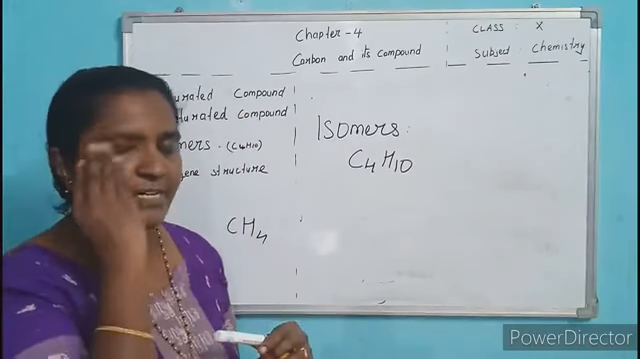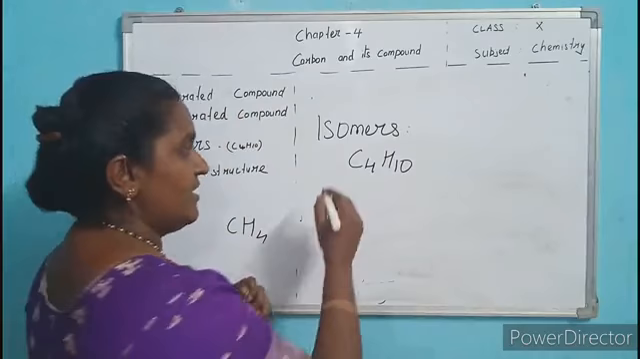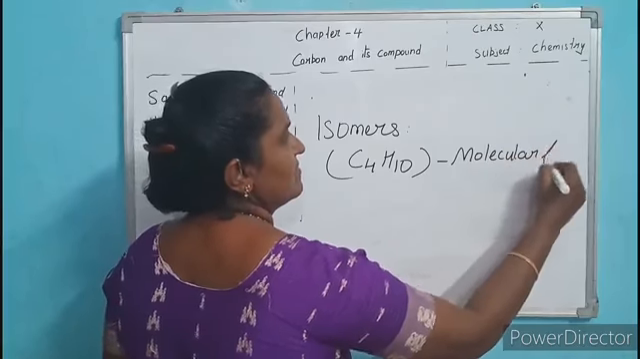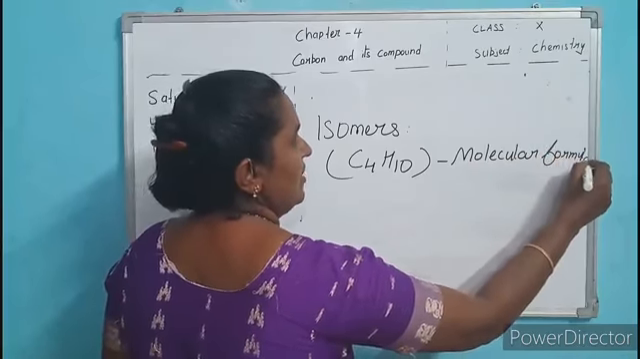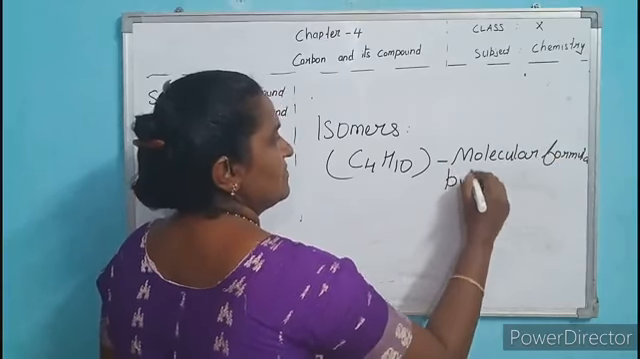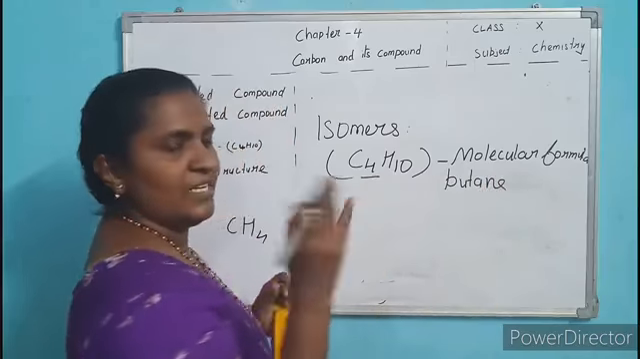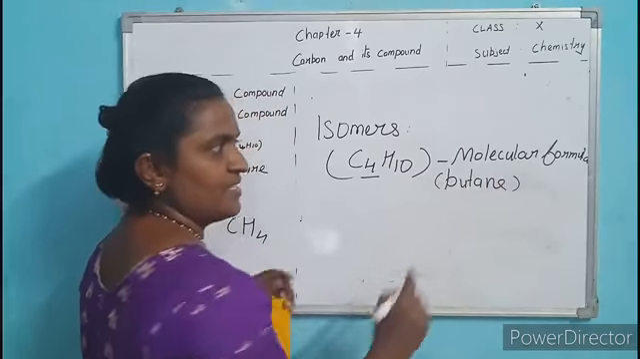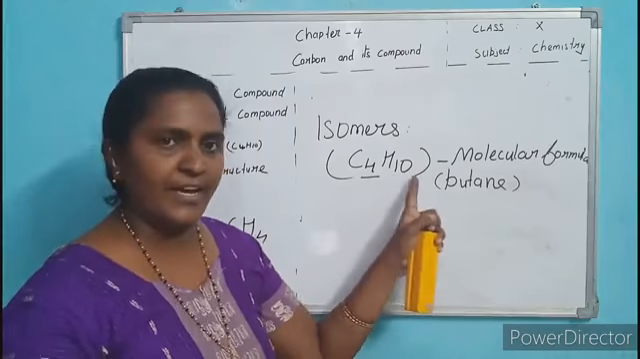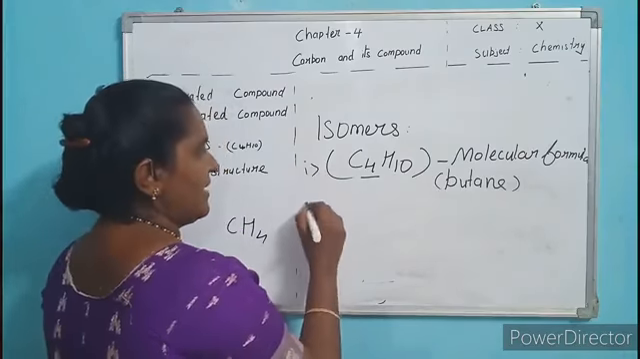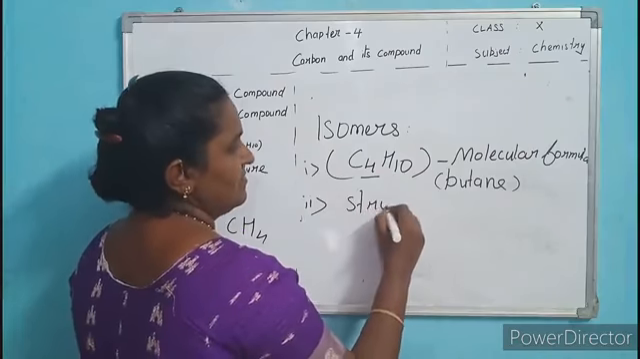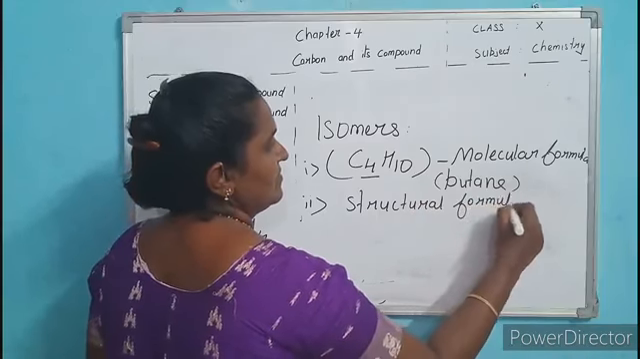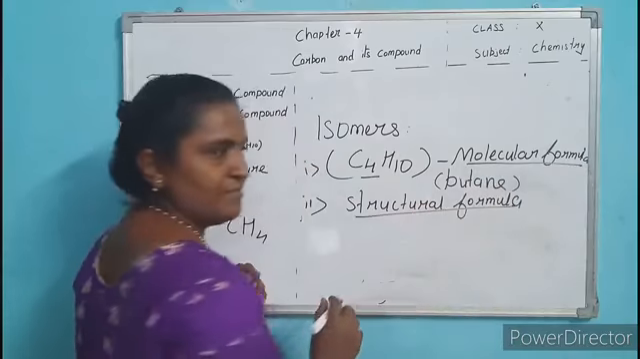Okay, one compound I have taken. Now this is a molecular formula of butane. 4 carbon is meth, eth, prop, but. Single bond, so butane. The molecular formula of butane is C4H10. Okay, and second, structural formula. Molecular formula, structural formula.